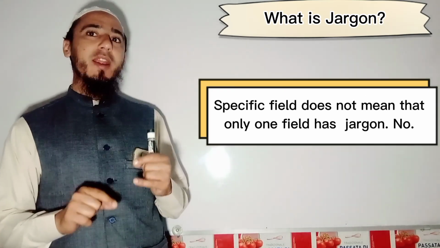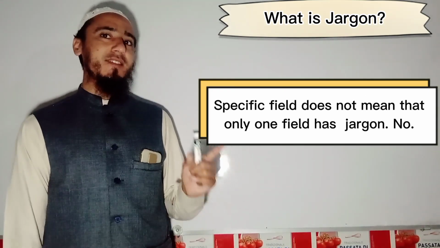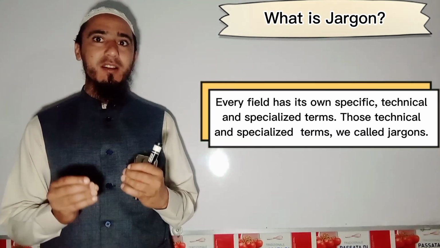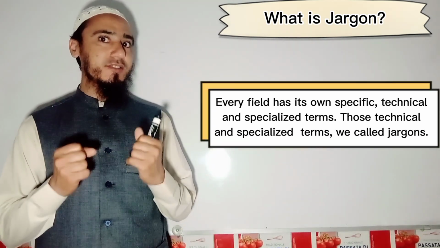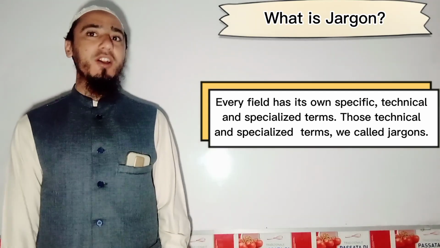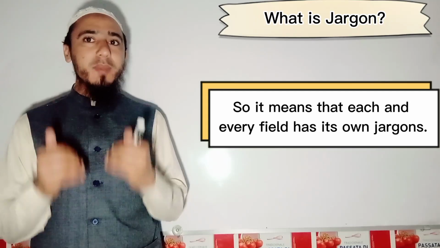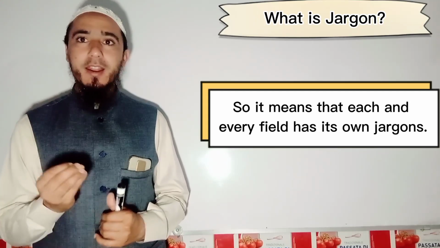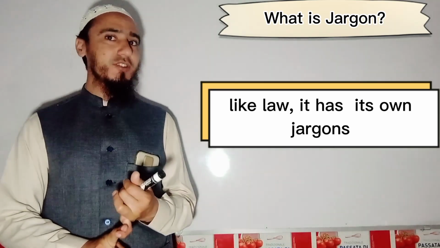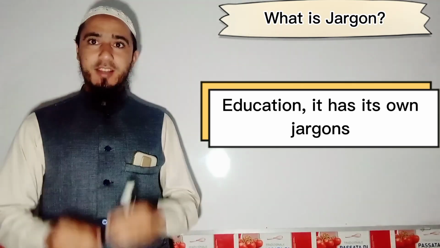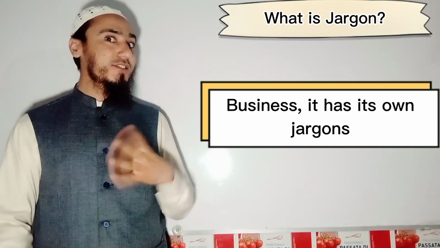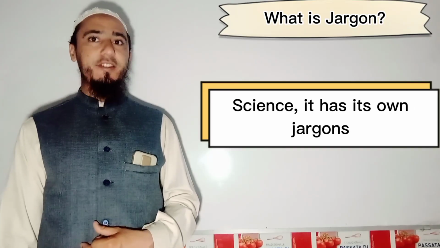Specific field does not mean that only one field has jargon. No, every field has its own specific technical specialized terms. Those technical and specialized terms we call jargon. So it means that each and every field has its own jargons. Like law, it has its own jargon. Education, it has its own jargon. Business, it has its own jargon. Science, it has its own jargons.